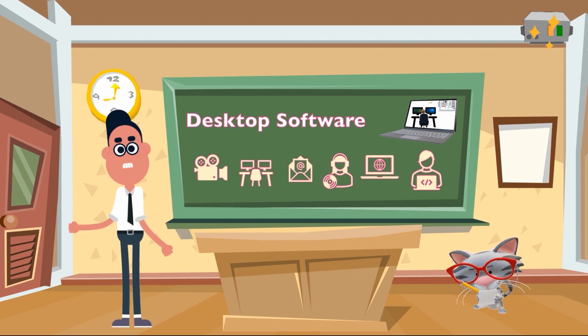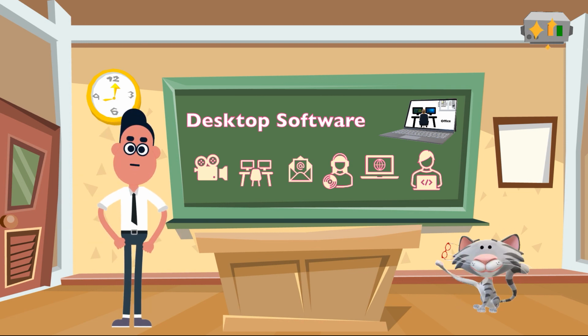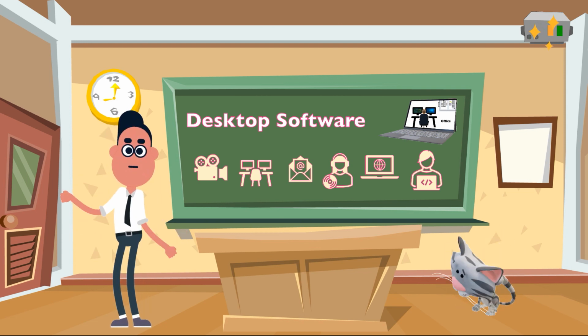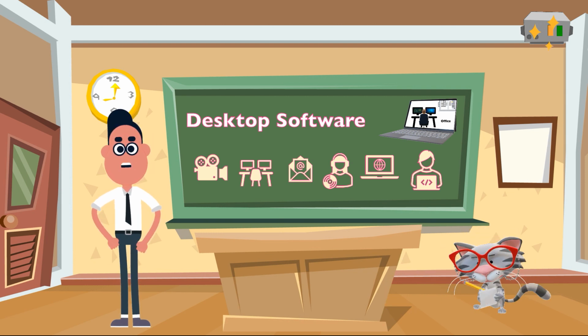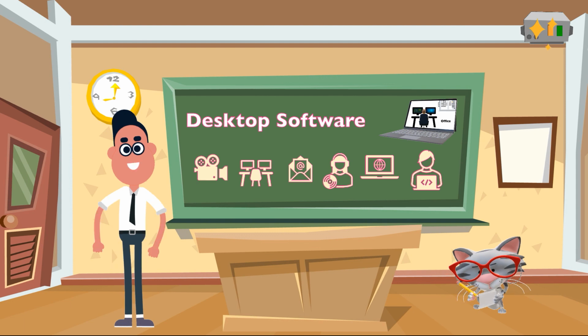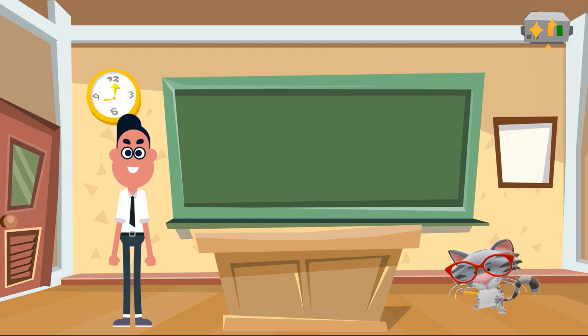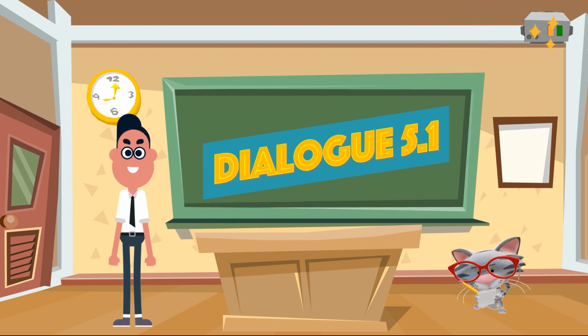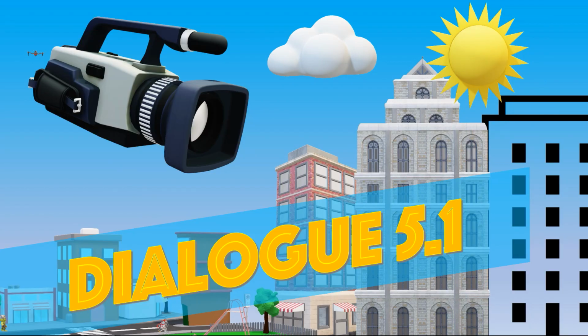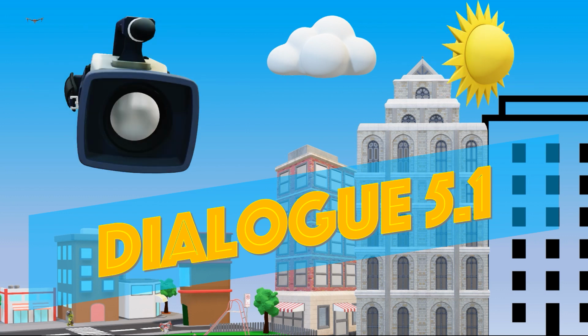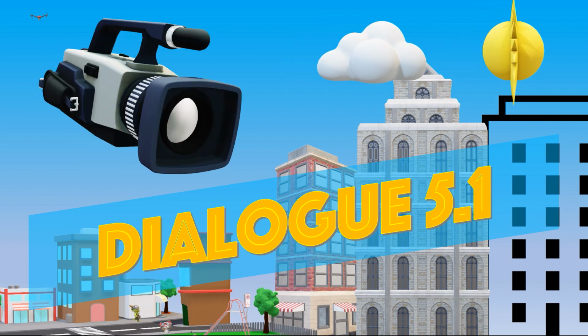So those are the examples of desktop software. There is lots more, but these are the warm-up and the brief introduction. And we're going to look and discuss them in a little bit more detail in dialogue. Dialogue 5.1. We get to meet Hetty and John. Hetty and John will have a little discussion. What problem might John have this time?